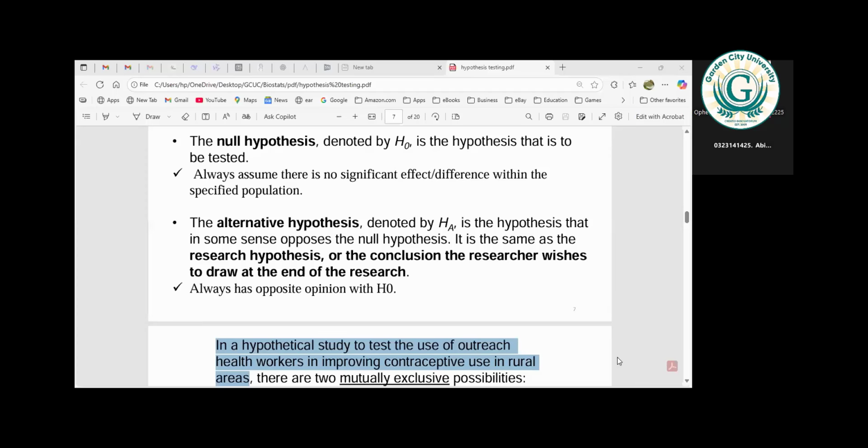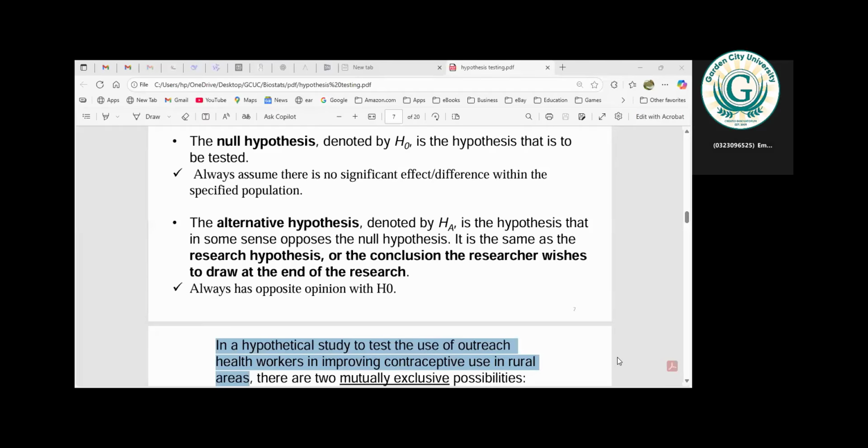Abigail, you can unmute yourself now. I'll send you a message. Okay. With the null hypothesis, oh, Abigail, you can talk. Hello, sir.